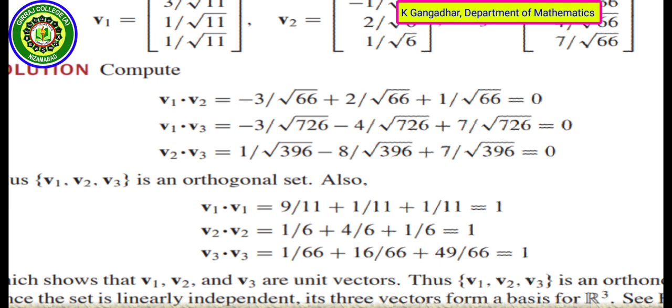Next we find the inner product of the same vectors, that is v1 dot v1. v1 dot v1 equals v1 transpose into v1, or the square root of it, and we get 1. v2 dot v2 is 1, v3 dot v3 is 1. So here the inner product of different vectors is 0 and the inner product of same vectors is 1. Therefore we say that the given set of vectors is called an orthonormal set. If the set is linearly independent, then it is called an orthonormal basis for R3.